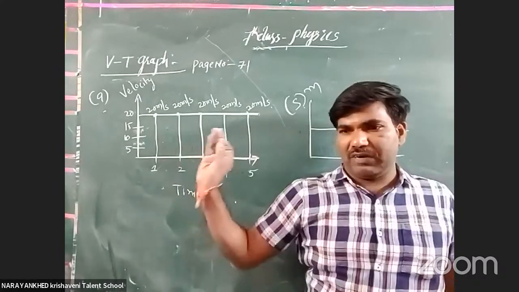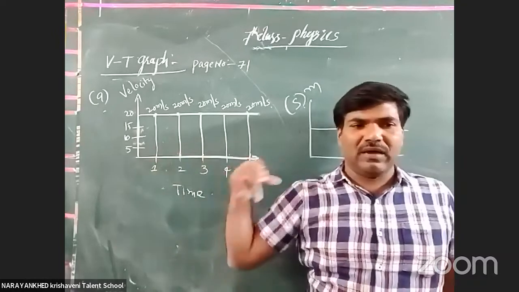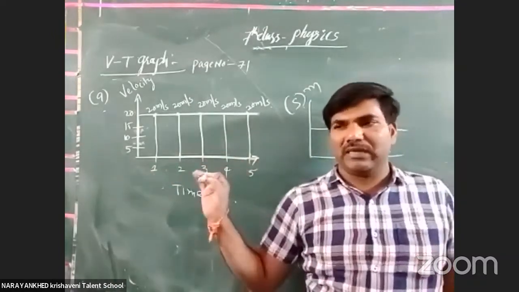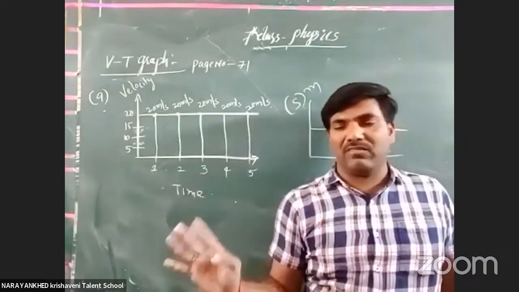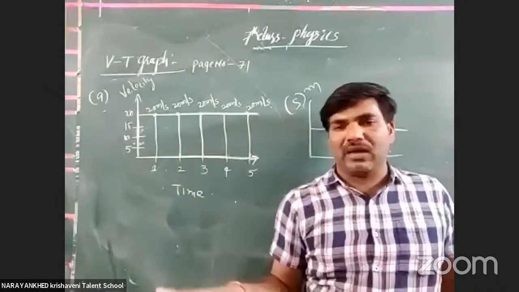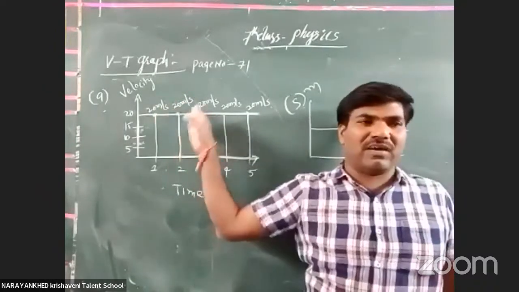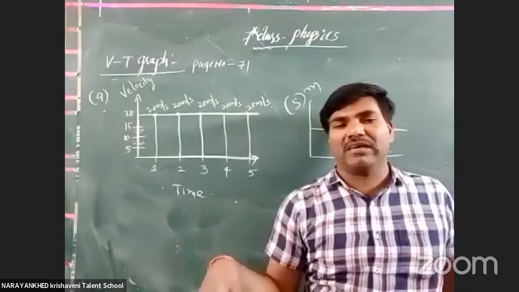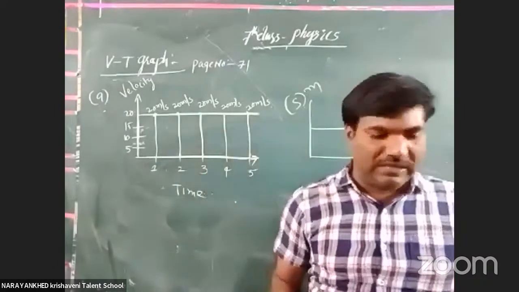Got it or not? Every time, the first second, second second, third second, and whatever the path, it will contain the same velocity. Such bodies are called uniform velocity bodies. Okay, clear or not? Suppose it is not 20 everywhere, but 20 somewhere, 30 somewhere, 10 somewhere. That is called non-uniform velocity. Got it or not? This is only about the uniform velocity graph.